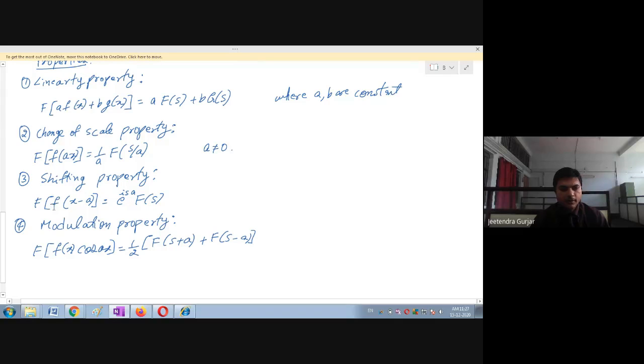This small f is the function. This capital F is the Fourier transformation. So this is how the transformation takes place. So f of x minus a is given. We can write this as e raised to i s a times F of s.